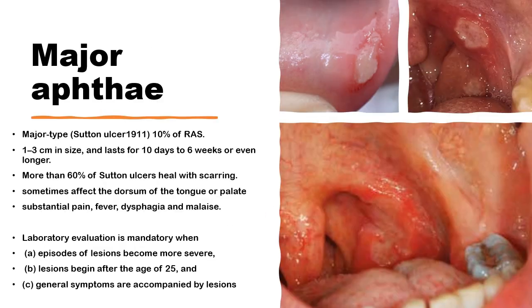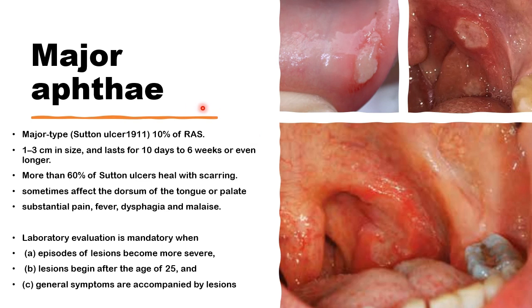Major aphthous ulcers were described a bit later, in 1911. They would account for about 10% of all recurrent aphthous ulcers. They are bigger in size, measuring 1 to 3 centimeters. They are also deeper and would take longer to heal, up to 6 weeks or even more. And when they heal, they can heal with scar tissue, in contrast to the minor aphthous ulcers.